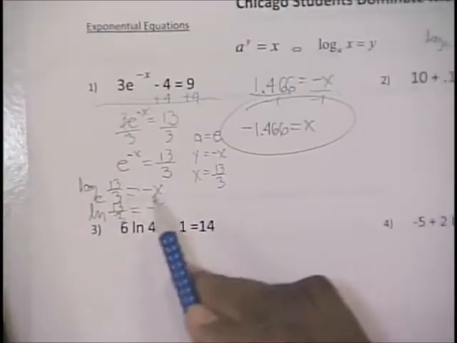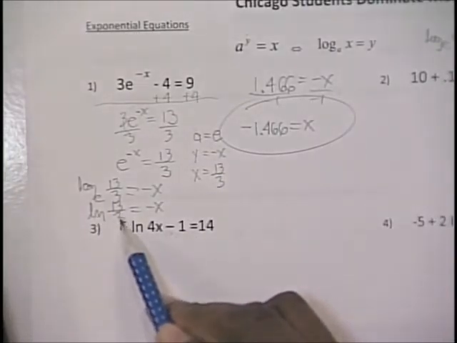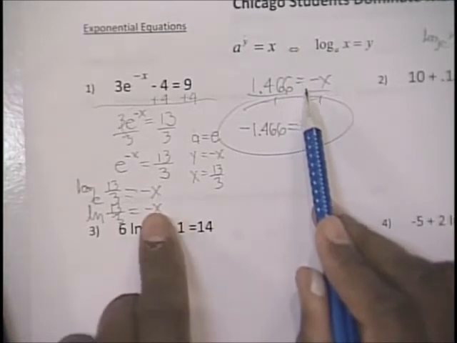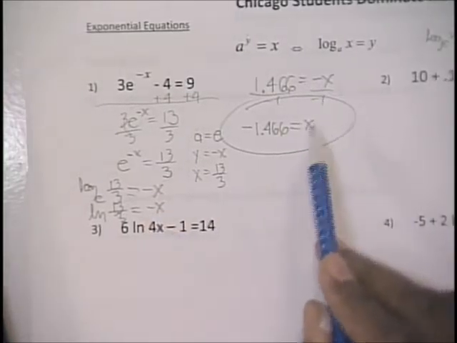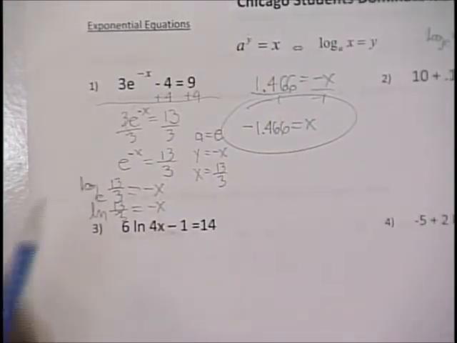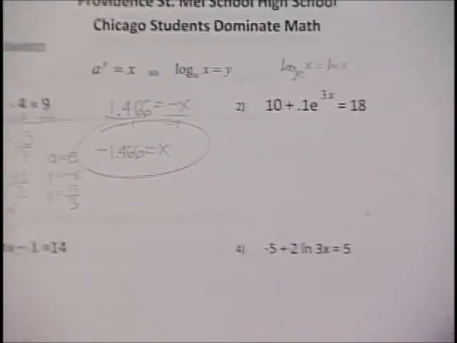Oh, you can't see that. I'm sorry, forgive me. Again, natural log of 13 over 3 is 1.466. I brought down the negative x, and then I divided by negative 1 on both sides to get that as a final answer. As I was saying, my students have a test on this tomorrow, so if they're watching, you can call in.